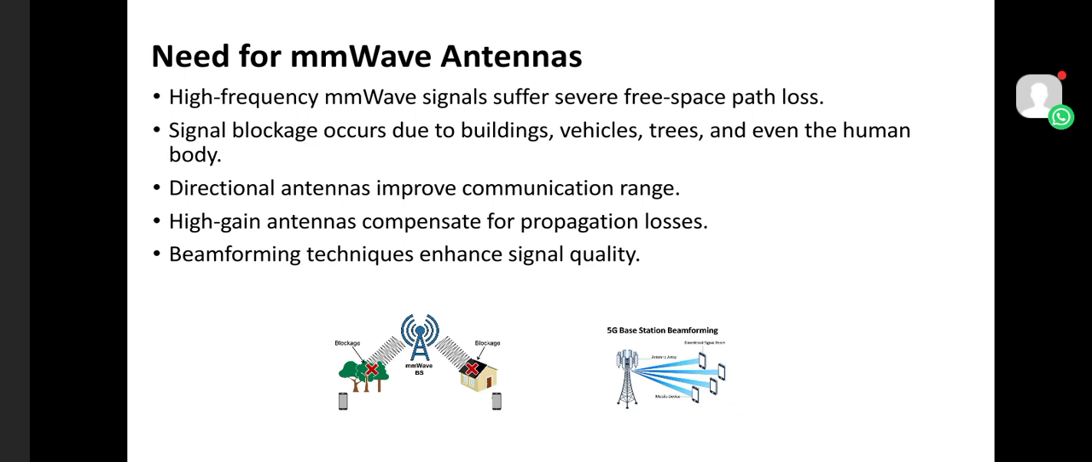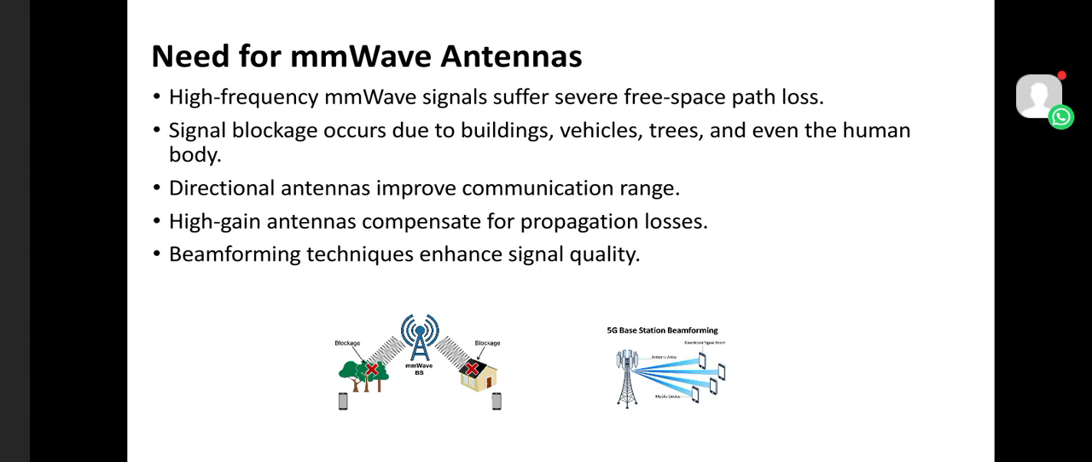Since these are high frequency millimeter wave signals, they suffer from severe path loss, like diffraction, scattering, multipath, and all other things. They cannot reach from sender to receiver as line of sight. Signal blockage occurs due to buildings, vehicles, trees, and even the human body.